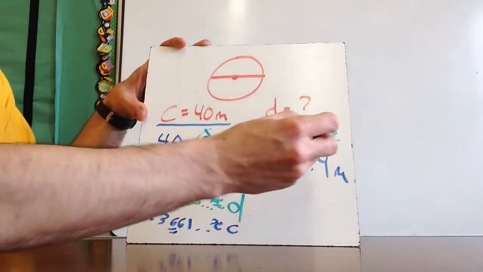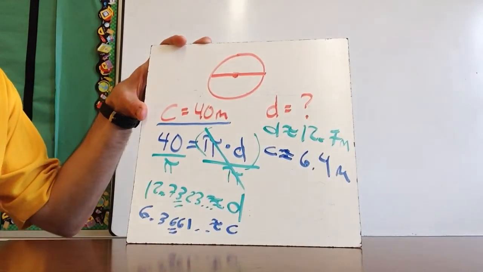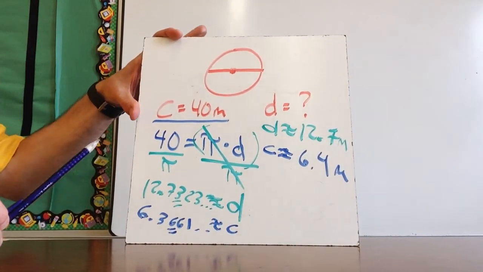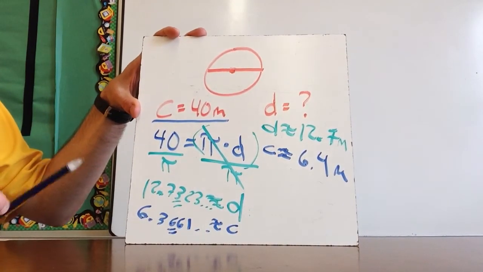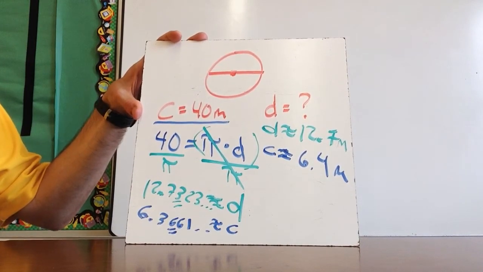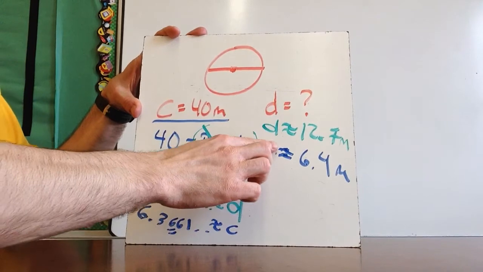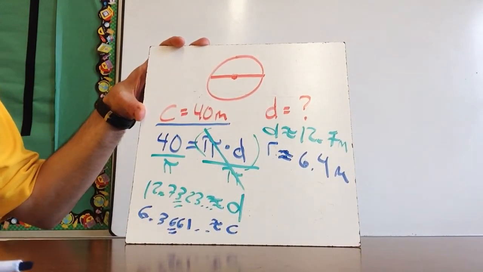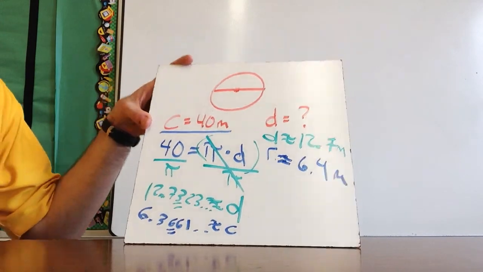So diameter is 12.7, and if I wanted to find the radius, remember I would just have to divide by 2 again. Sorry, that shouldn't say C, that should say R. So the diameter is 12.7, and the radius would be 6.4.